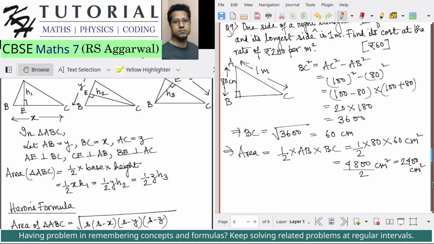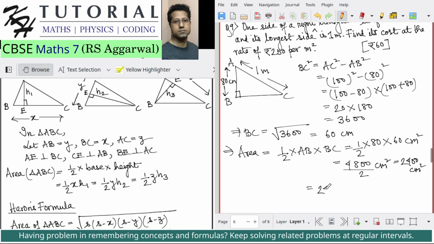Now you can solve the problem in two ways. Either you can convert the area of the triangular scarf, which is in meter square, or you can convert the rate as per centimeter square. Both ways you will get the same answer. So I would like to convert the area of the triangular scarf in meter square. So we have 2400 centimeter square. How much will this be in meter square?